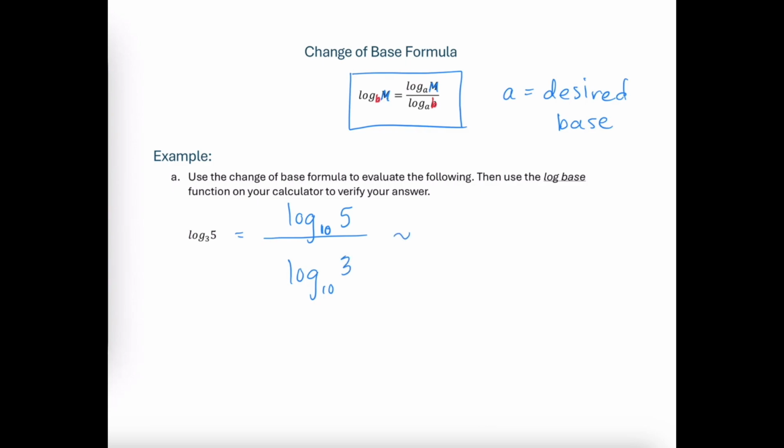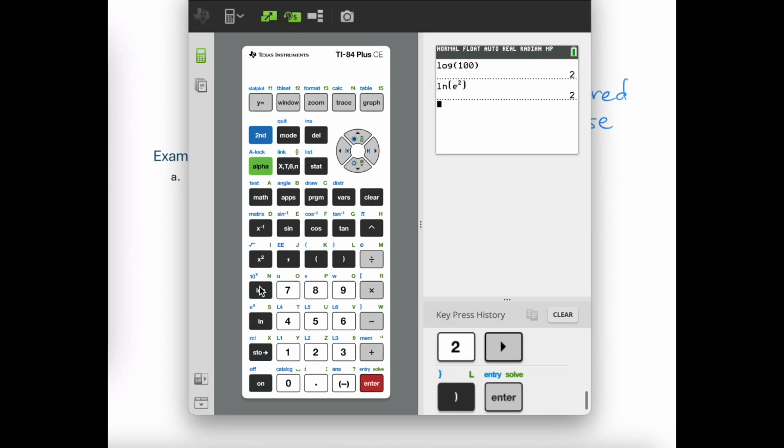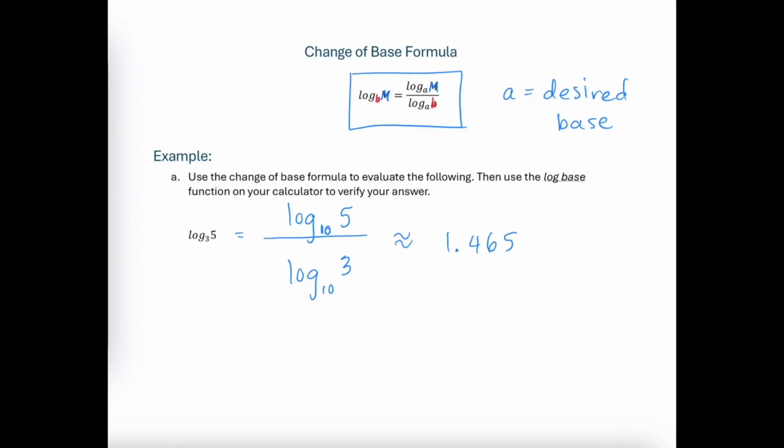So let's put this into our calculator and see what we get. The numerator was log base 10 of 5, let's close that out, and then we'll divide that by log base 10 of 3, and that's going to give us our evaluation here, which is 1.46, let's call that 1.465, which is what we get for the value of this logarithm.